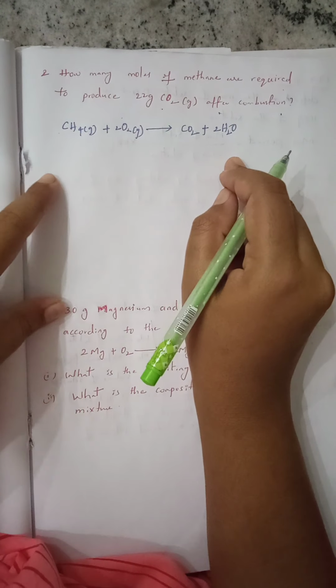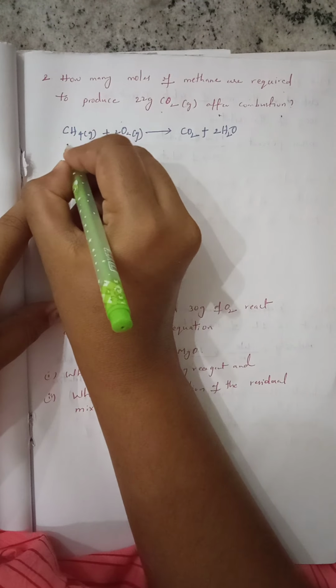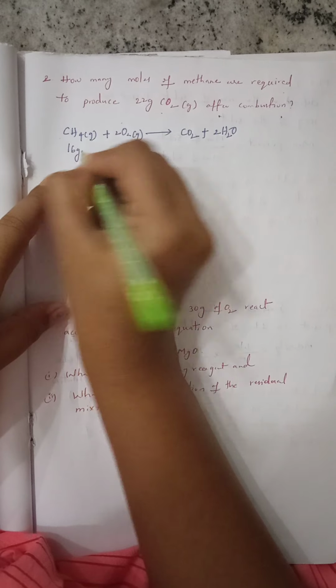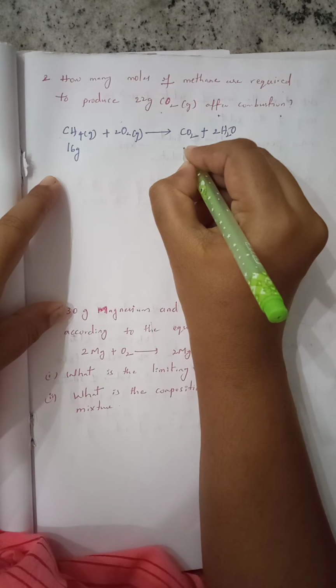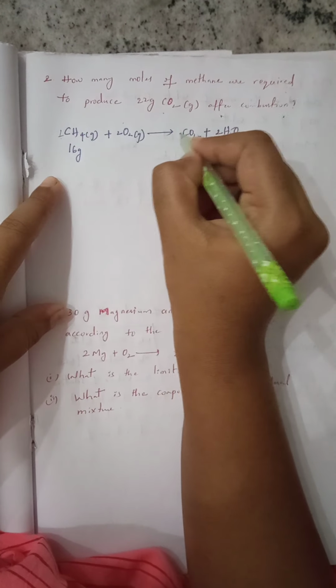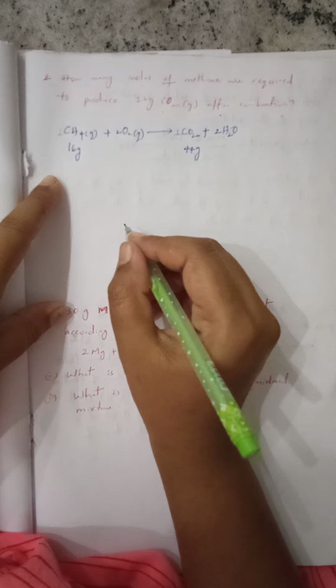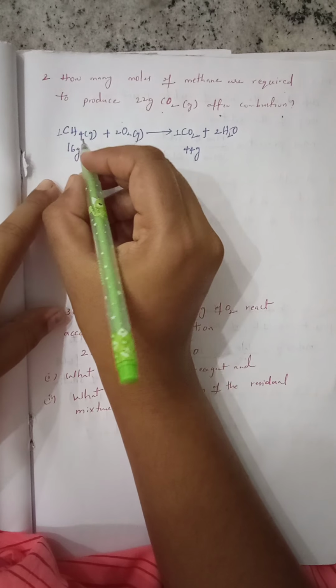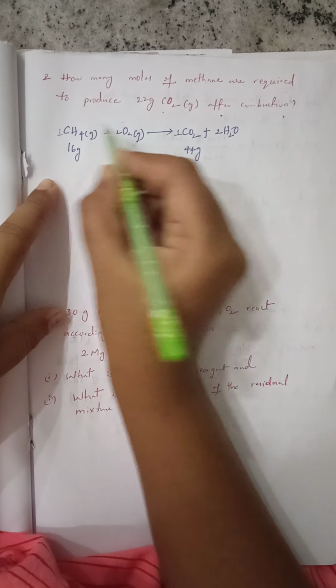2 moles of H2O. The molar mass of CH4 is 16 grams. The molar mass of CO2 is 44 grams. Here nothing is written, which means 1 mole. Even here, 1 mole. Okay.